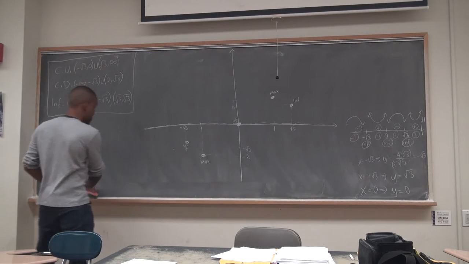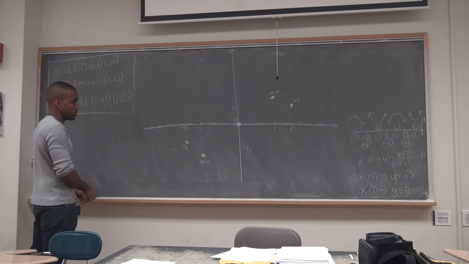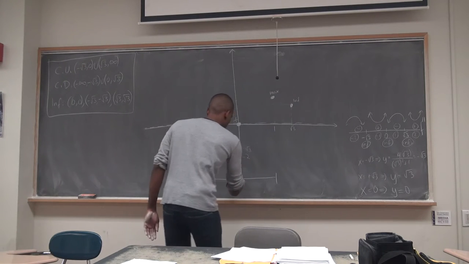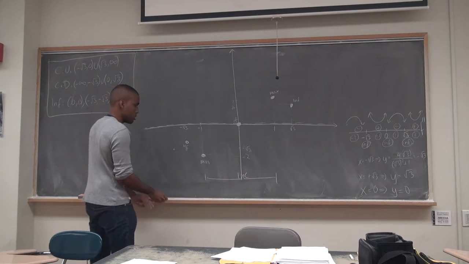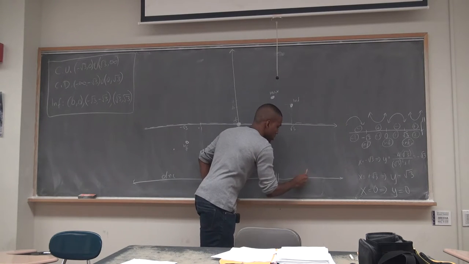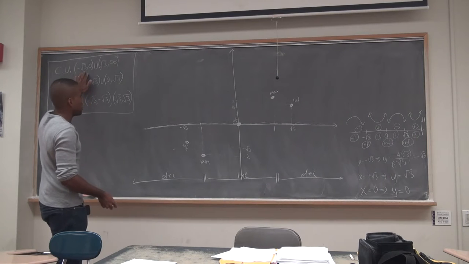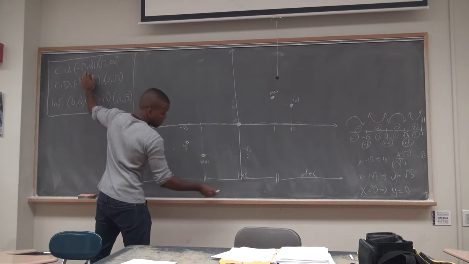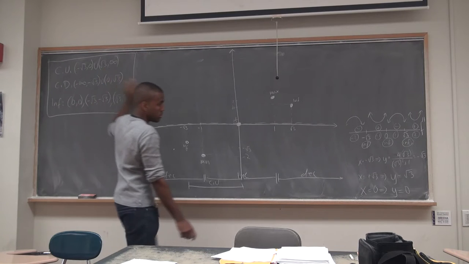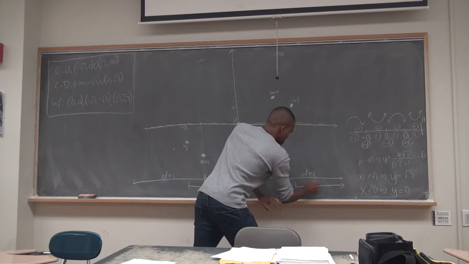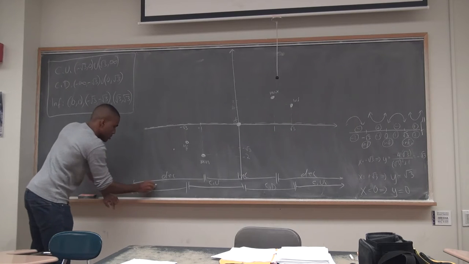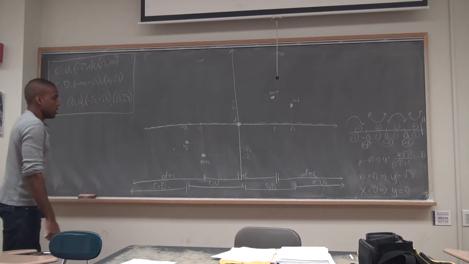What about increasing and decreasing and all that stuff? Where were we increasing? Negative 1 to 1. That's increasing. Decreasing is where? Everywhere else. So I'm decreasing over here, decreasing over here. Concavity: concave up here, and here, and then concave down everywhere else. Okay, put it all together.